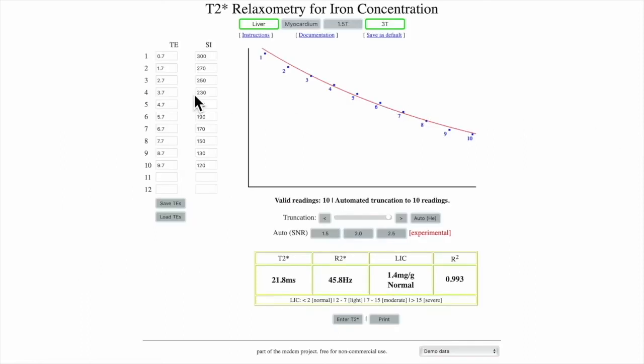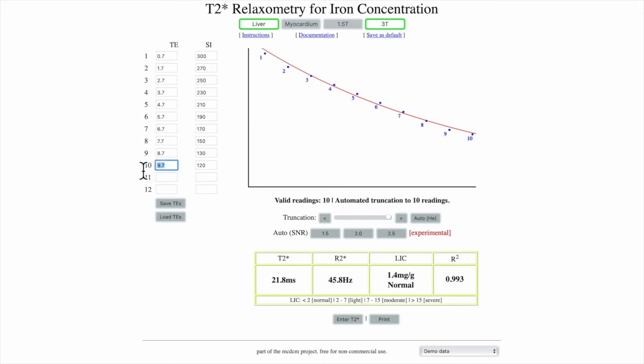So this is a freeware at the isodence.com. You have to select here what you are assessing. So I am assessing a liver. I have a 3T machine. On this column, it's a column of TE. So my first TE is around 0.7.